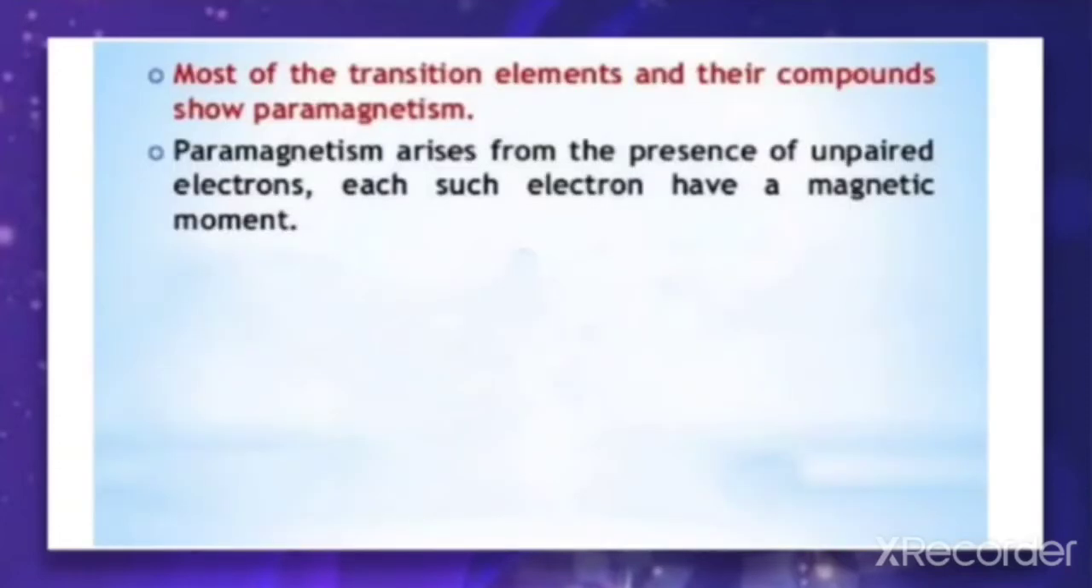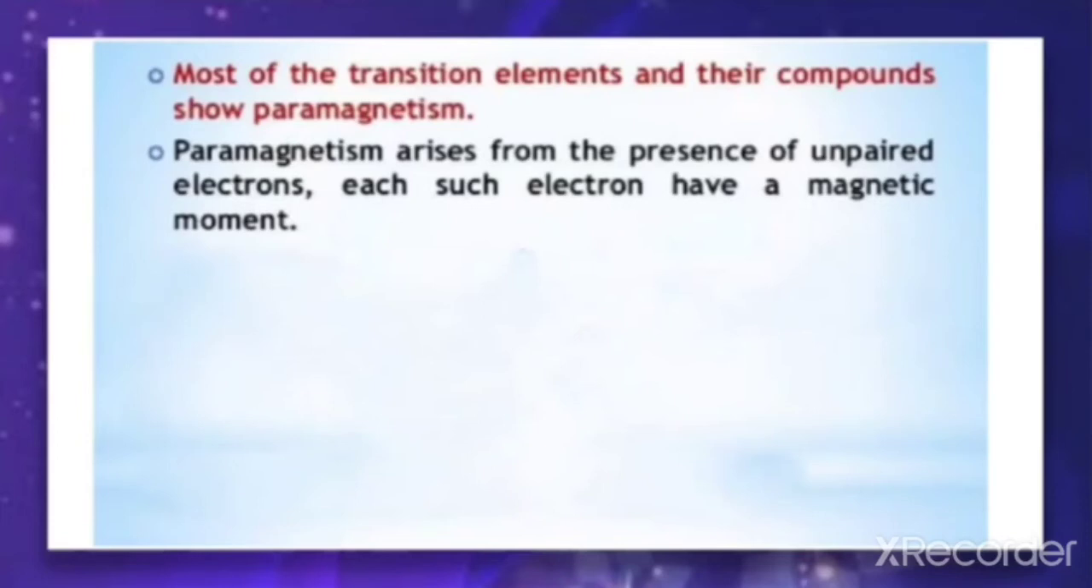Most of the transition elements and their compounds show paramagnetism, because we have learned that d block elements usually have partially filled d orbitals. Because of this, mainly single or unpaired electrons are available. That's why they usually show paramagnetism. So paramagnetism arises from the presence of unpaired electrons.